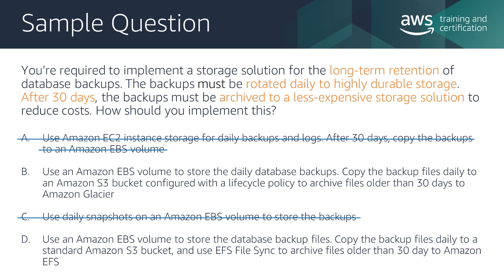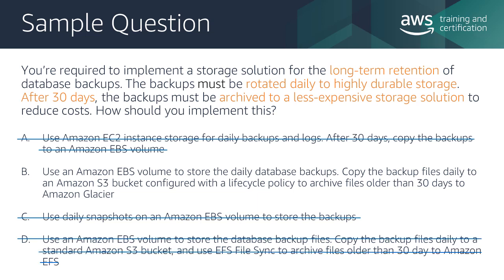And they both start out the same. Use EBS to store daily database backup files, copy backup files to S3, and then option D goes off the rails. Use EFS file sync to archive files older than 30 days to EFS. EFS file sync does not transfer files from S3 to EFS. And even if it could, EFS is more expensive than S3 in the first place, even if you're using one zone infrequent access. The correct option is option B.